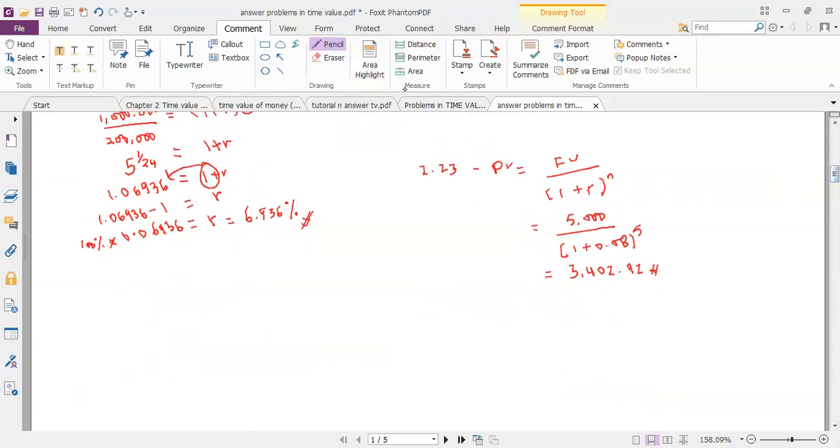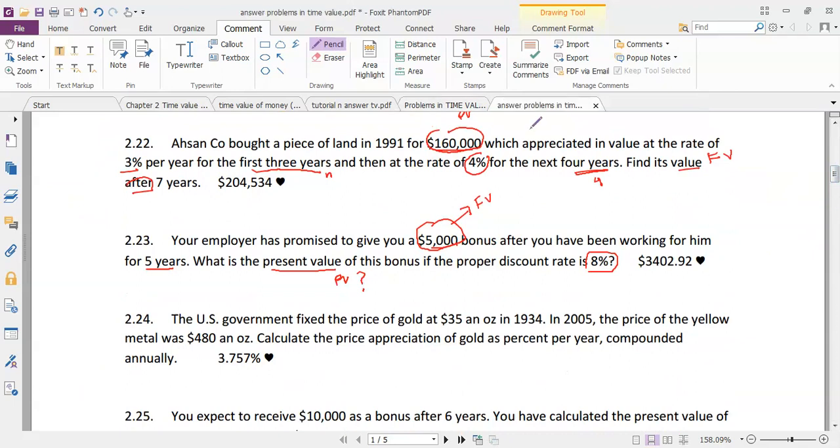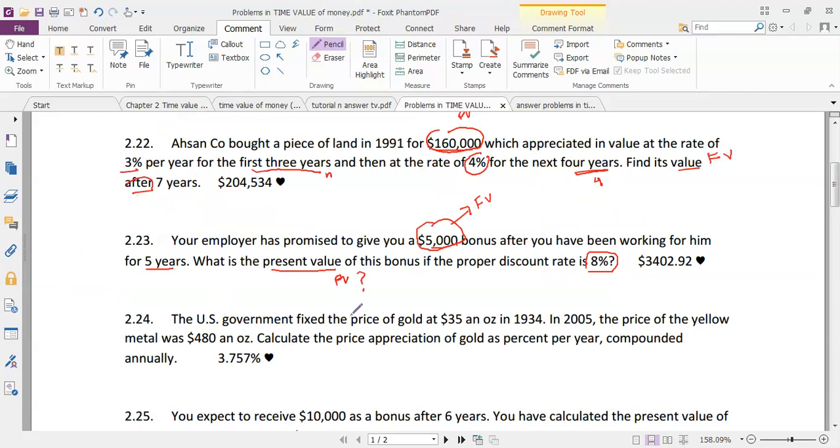And then let's look at the next question, 2.24. The US government fixed the price of gold at 35 per ounce in 1934. In 2005, the price of the yellow metal is 480. Calculate the price appreciation of gold as percent per year compounded annually.